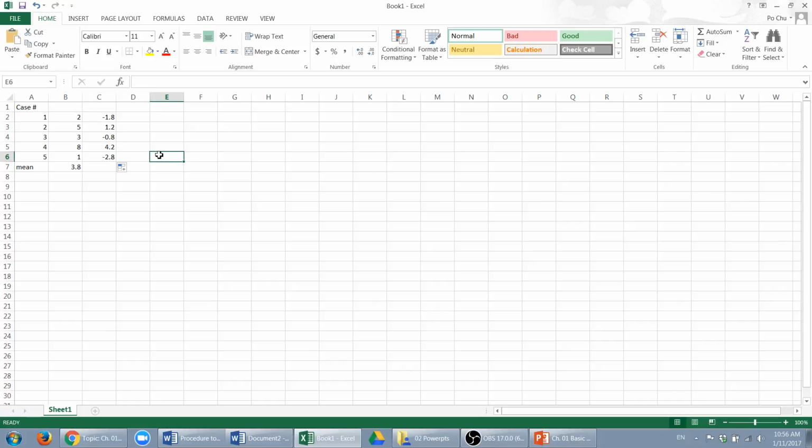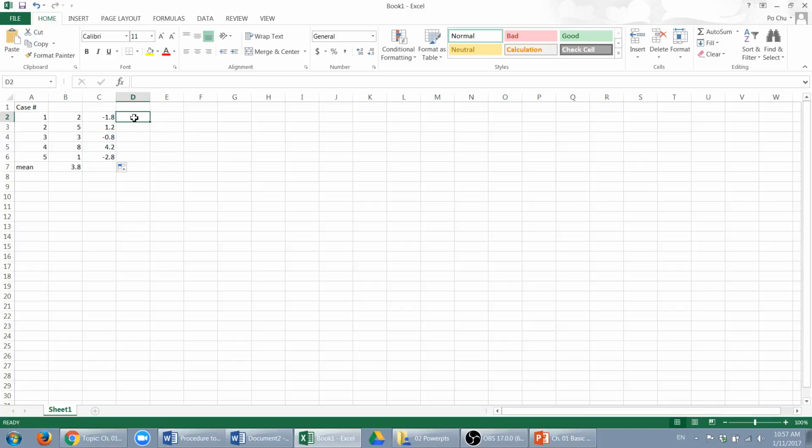Okay, if you don't understand, go back and then review it again. This is telling each data point here to minus the mean. If you see the function here, B2, which is this cell, minus 3.8. And here is B3 minus 3.8, and so on and so forth.